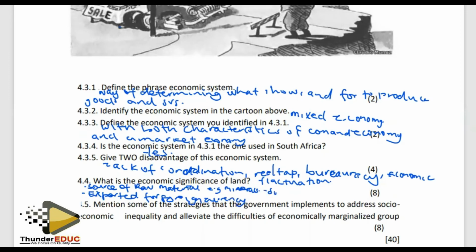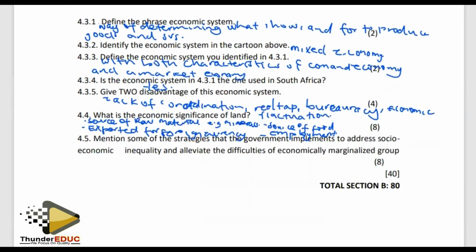Agriculture is a source of food. And mining gives employment opportunities. There is a lot of advantages in land. Okay, let's look at another aspect.